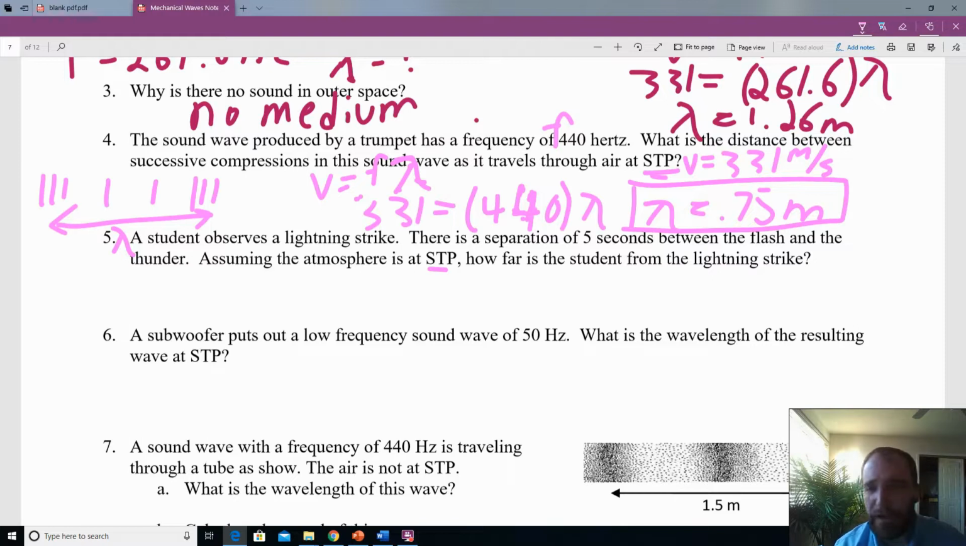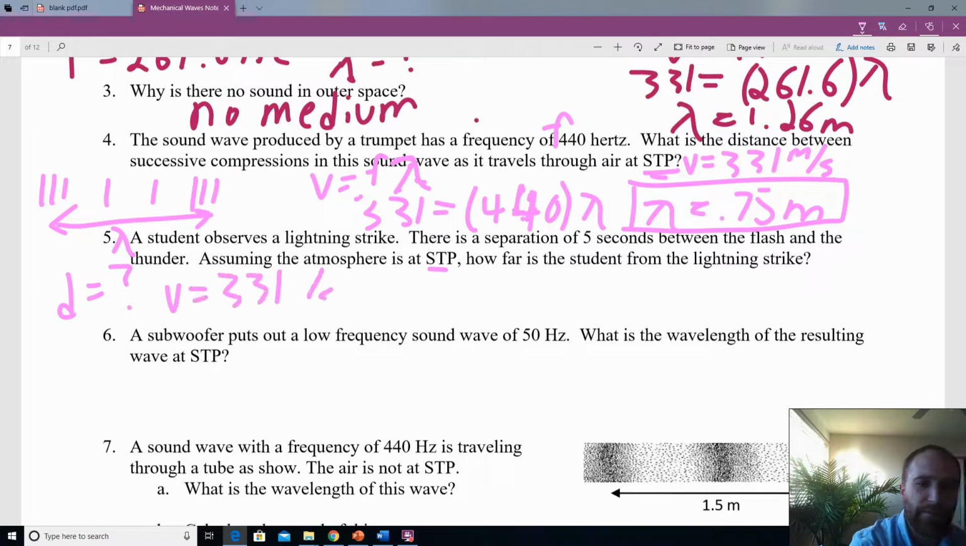So we want to know how far away the student is, but that may or may not be a wavelength. So we're actually not finding the wavelength. It sounds like a distance, right? Like how far you are from something. I did say STP, and we know the sound travels at 331 meters per second. And I gave you a time of 5 seconds.